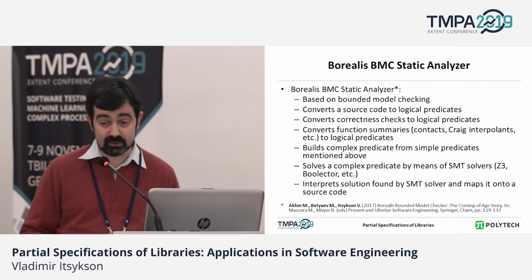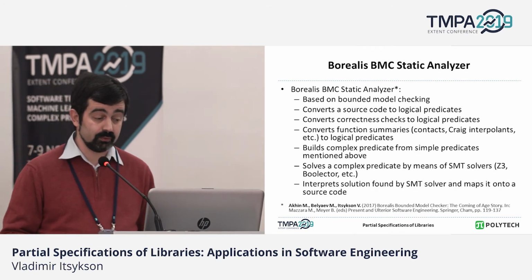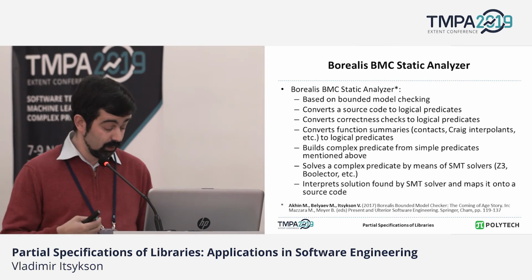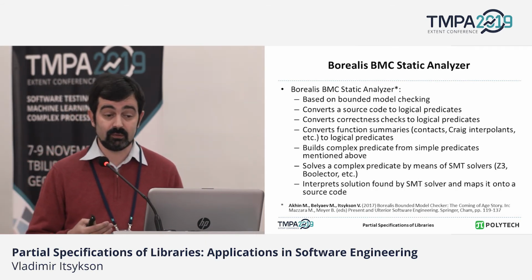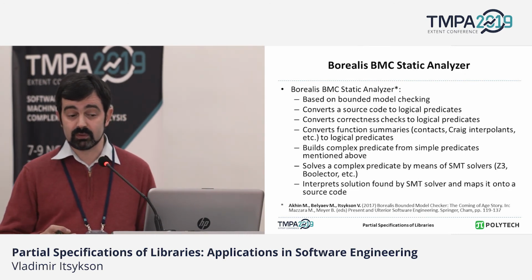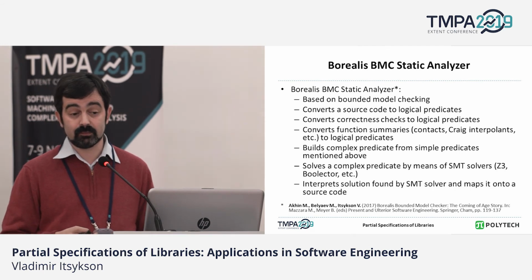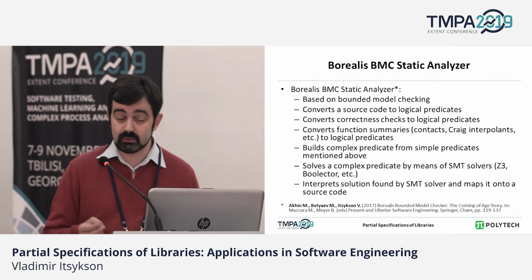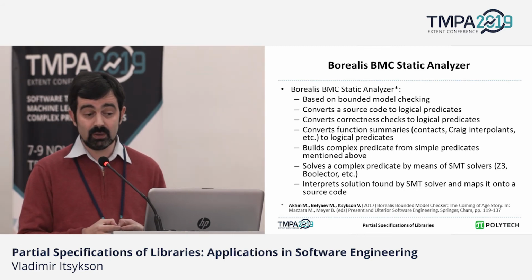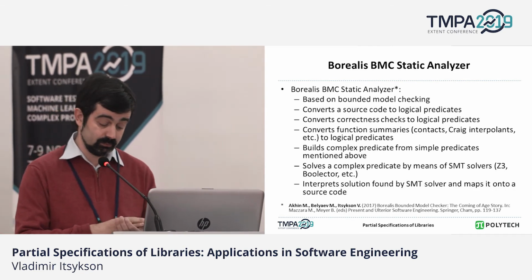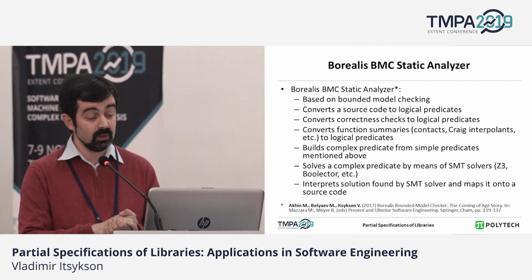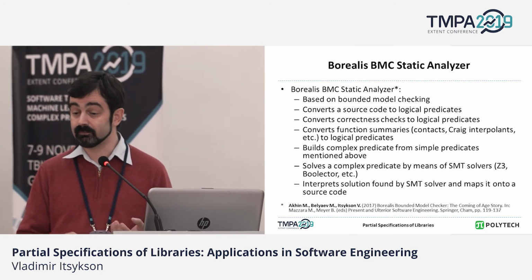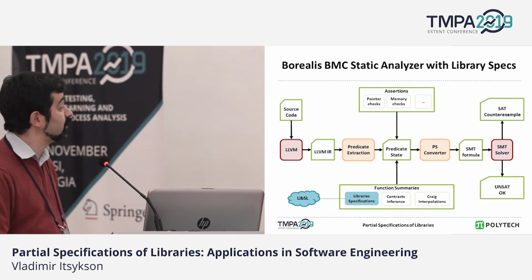BMC, bounded model checking, is based on the classical approach. Source code of the program is converted to logical predicates. The correctness rule is also converted to logical predicates, and function summaries are included in the resulting predicate. The big predicate can consist of thousands and millions of elementary predicates. It's the input of an SMT solver. We use the Z3 or Boolector solvers, and after that we get the result of the solver, interpret it, and find program bugs. You can see the scheme of the approach on the slides.